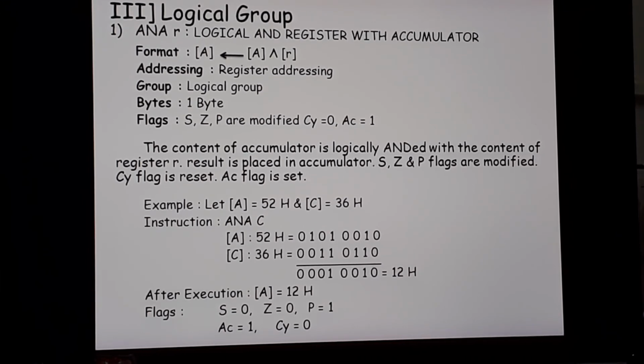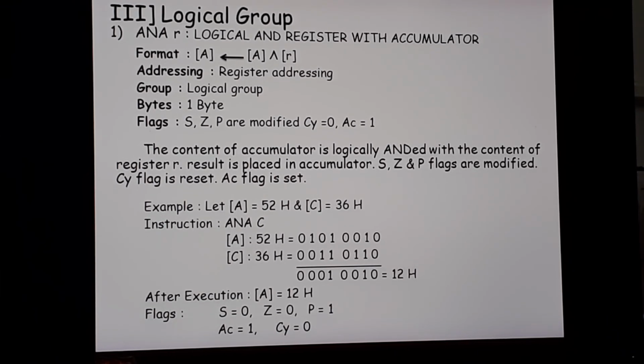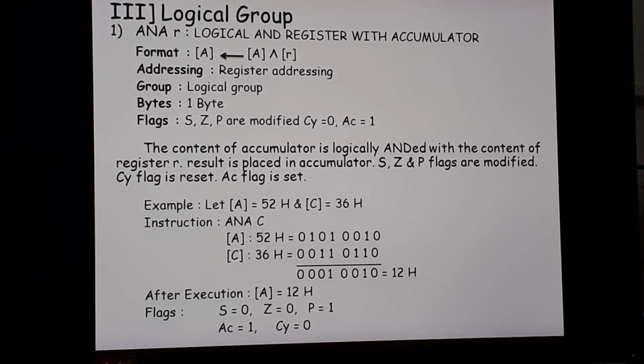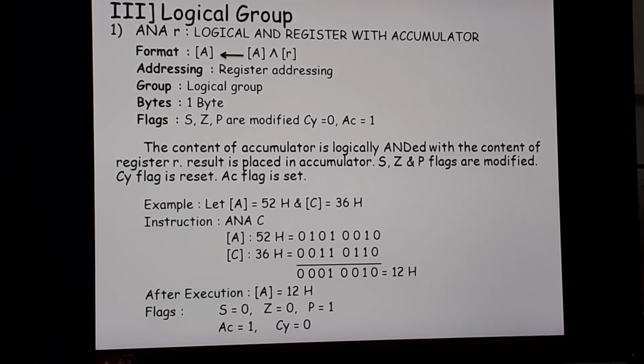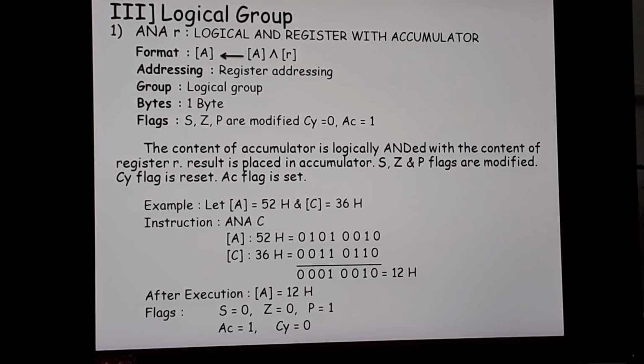And you will write the flag register. Since you got the answer as 12h, the sign flag is 0 from the binary answer. Zero flag I got 0. Parity I got 1. Why? Because there is an even number of ones, that is there are 2 ones in the answer. So AC flag is set to 1.